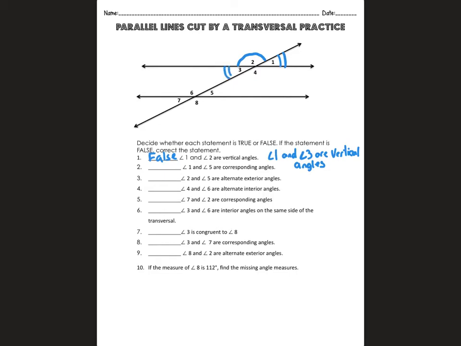Angle 1 and angle 3 are on opposite sides of the intersection. They share the same vertex and they're made up by the same lines, but they are on different sides of the intersection. So those are vertical angles. Next, angle 1 and angle 5 are corresponding angles. Angle 1 and angle 5. Those are corresponding angles. They have the same relative position. They're both the top right angles of their respective intersections, so they correspond with each other.